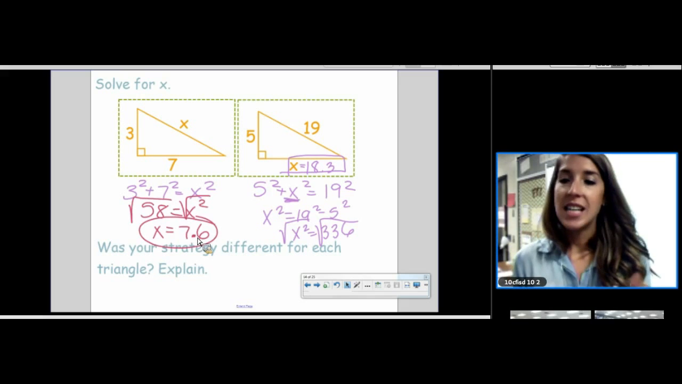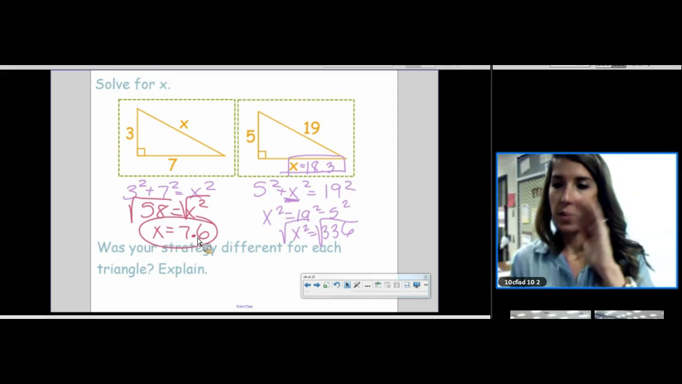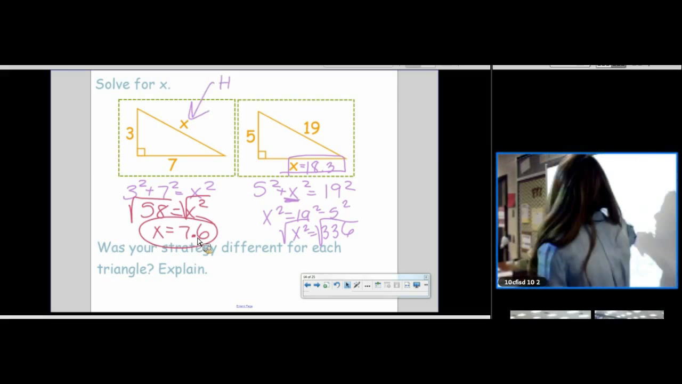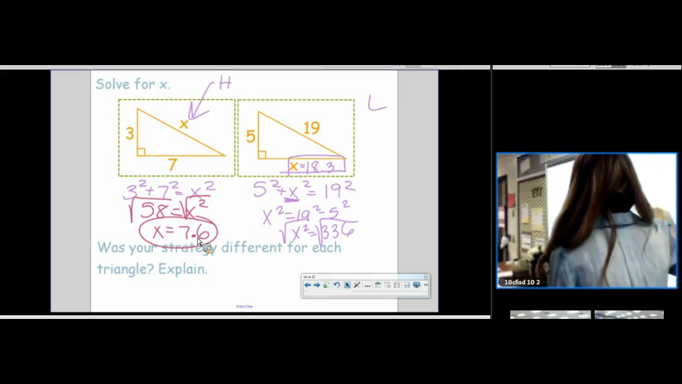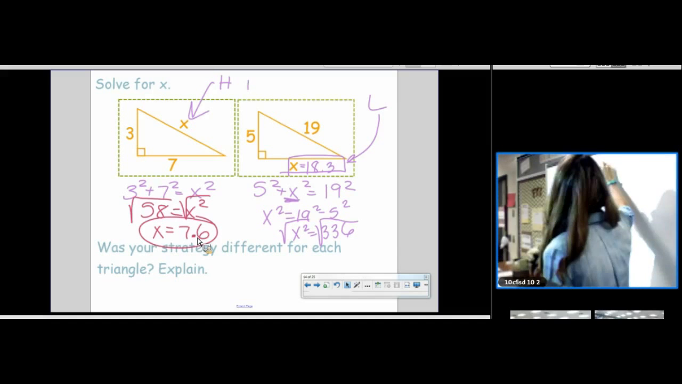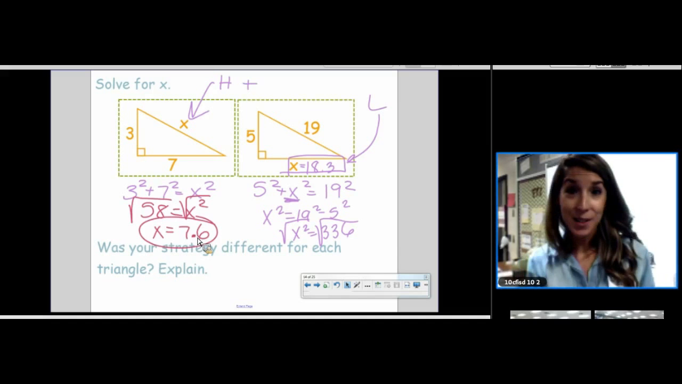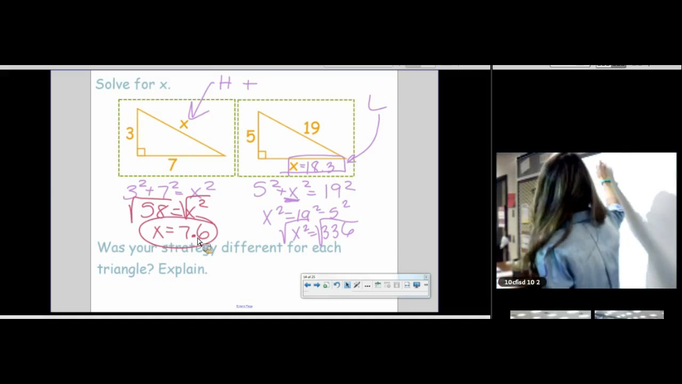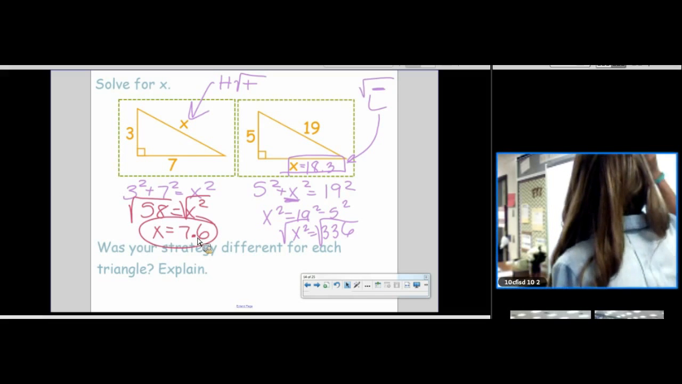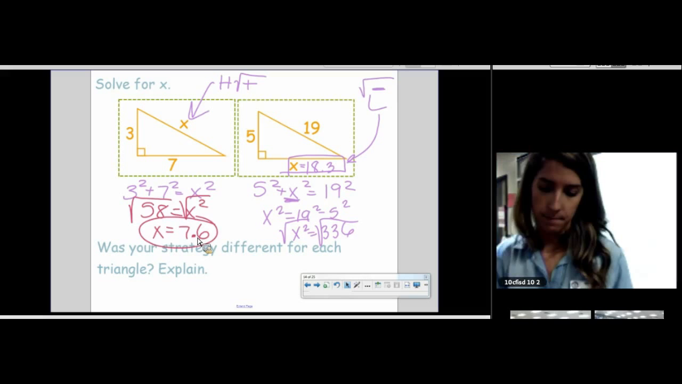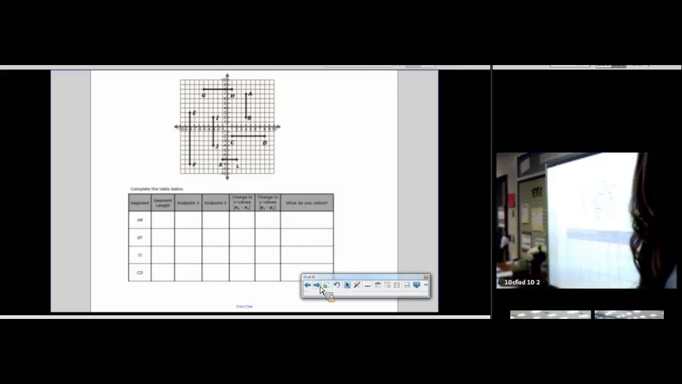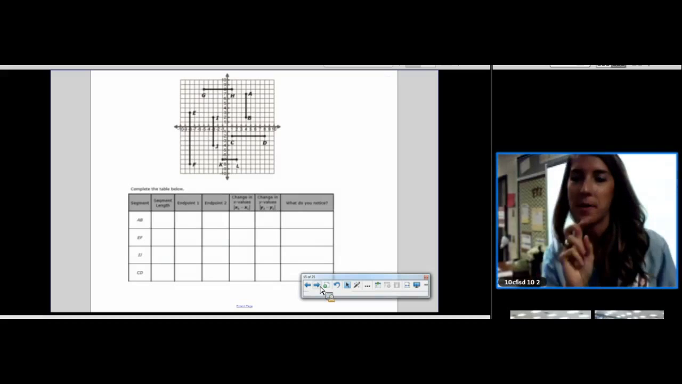So the only difference between the first example and the second example is on this one, you were looking for a hypotenuse, and on this one, you were looking for a leg. So when you're looking for a hypotenuse, you're just going to add and take the square root. And when you're looking for a leg, you're going to subtract and take the square root. All right. So that's your review of Pythagorean theorem.